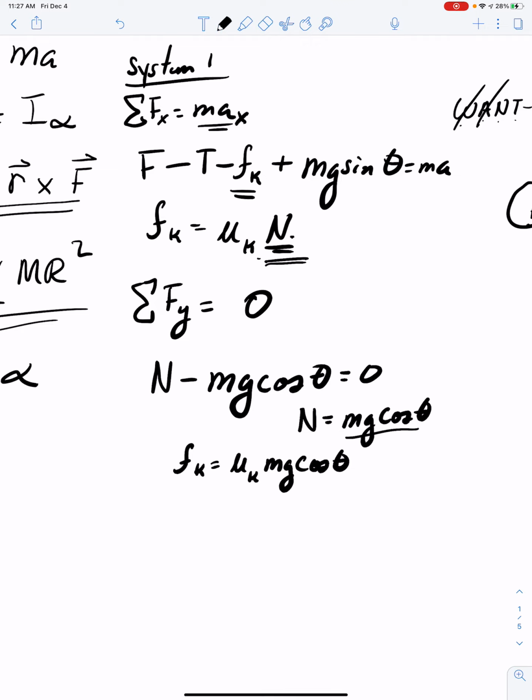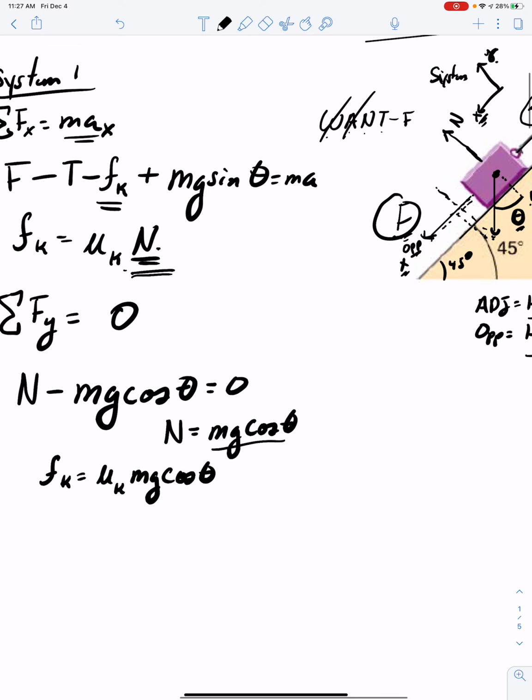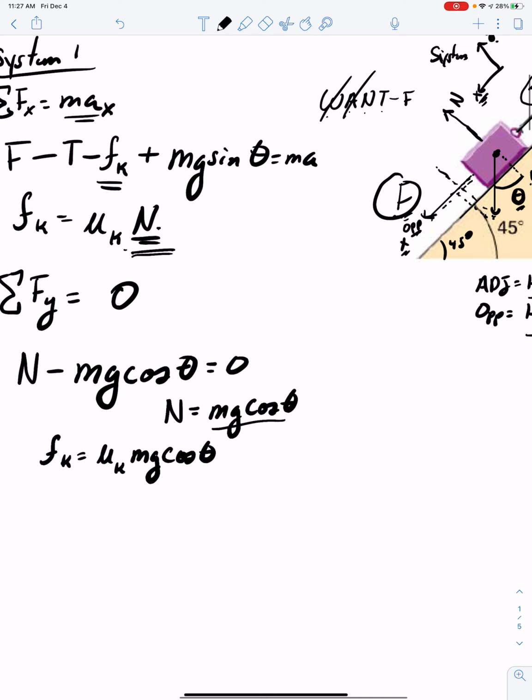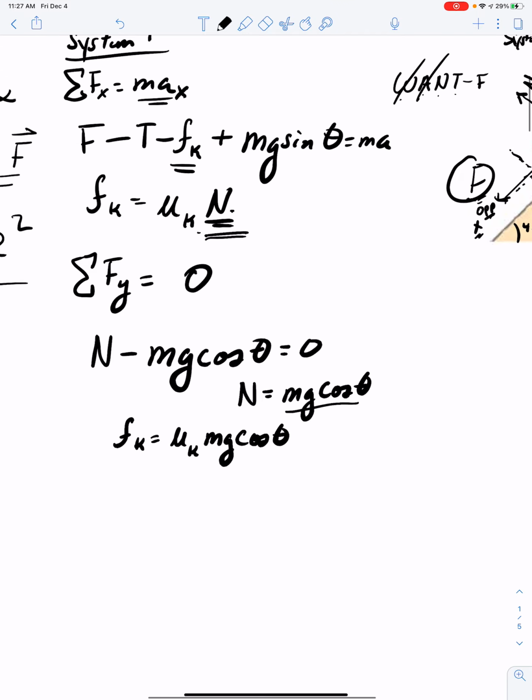I have identified all the things that I could for system 1. Actually, I'm going to solve for tension. And the reason why I'm going to solve for tension is because, let's be real, when it comes to the pulley and the block, the thing that connects both of them is the tension. So eventually you're going to have to plug tension into one of the equations of the pulley, because tension is connected to the pulley system.